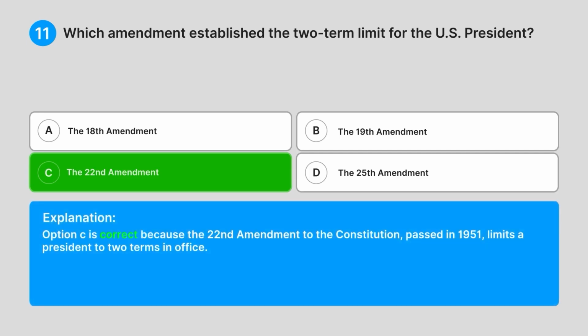Explanation. Option C is correct because the 22nd Amendment to the Constitution, passed in 1951, limits a president to 2 terms in office.